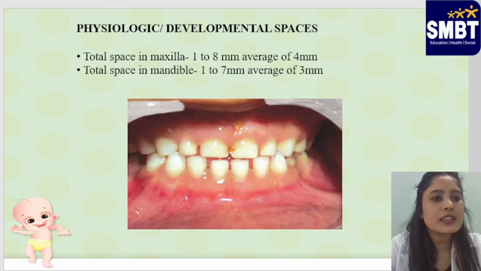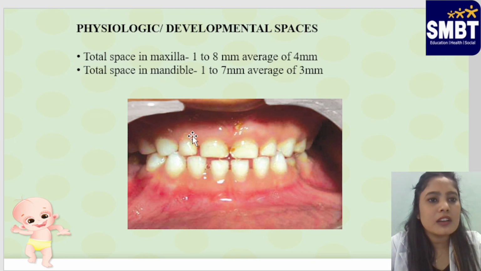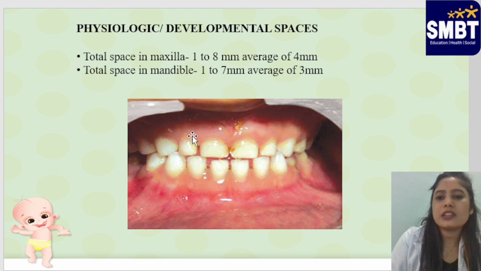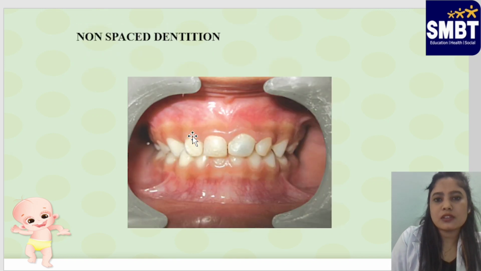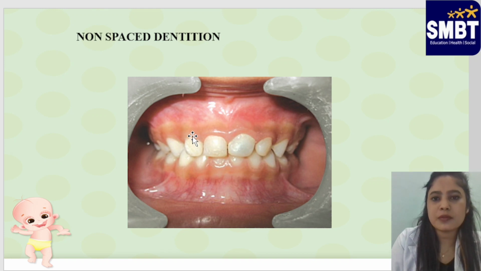These are the generalized interdental spaces which exist between each of the primary teeth. On an average, they are 4 mm in the maxillary arch and 3 mm in the mandibular arch. If none of the space exists in primary dentition, then the dentition is called non-space dentition, which is going to ultimately lead to crowded dentition in the permanent phase.